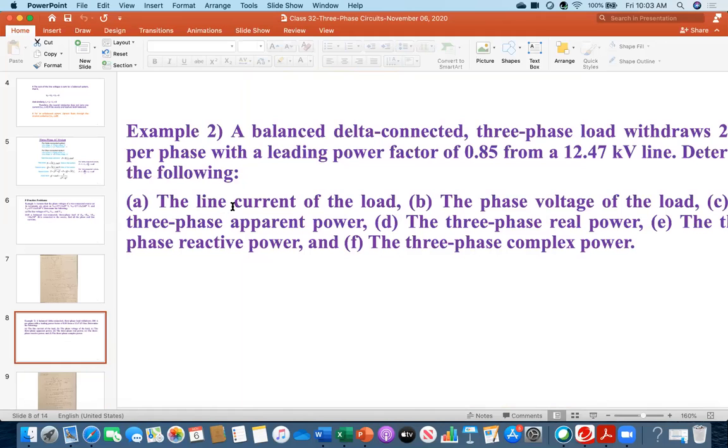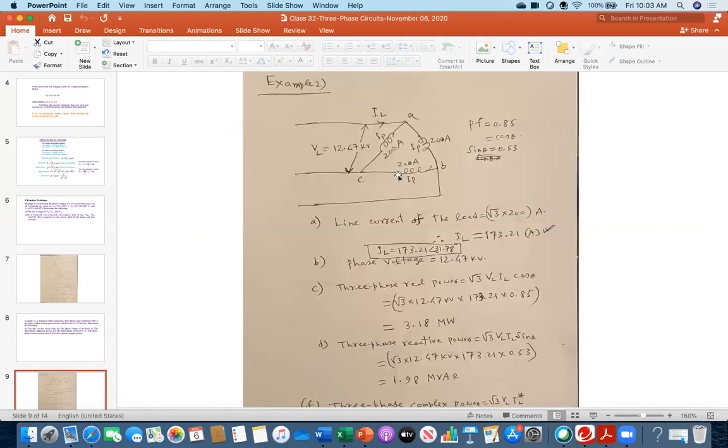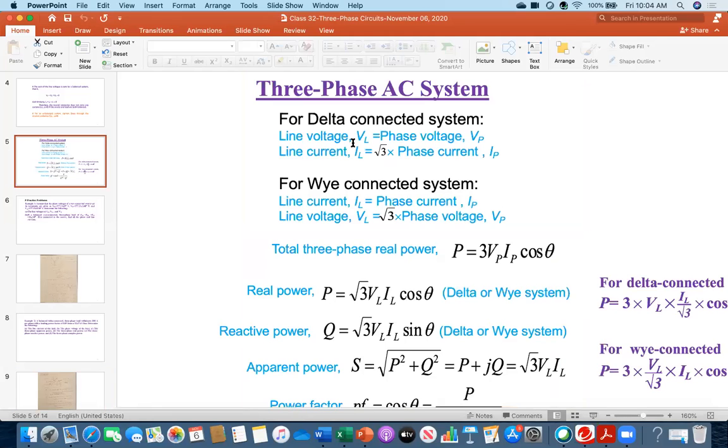The first question is to find the line current. The current given, 200, 200, is in the phase. What is the current here? How much current was coming from the line and entering the load at this point, or this point, or this point? So line current means you have to find the current entering here, or here, or here. So what is the relationship? What we learned, in the case of the delta connected system, is that line current is √3 times the phase current.